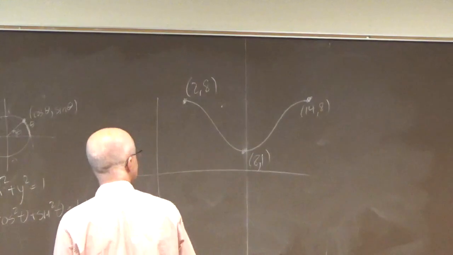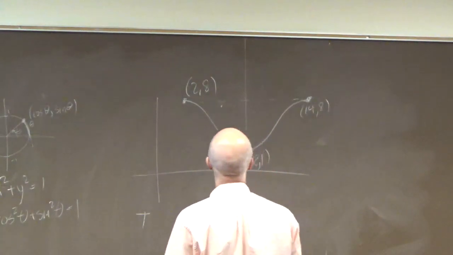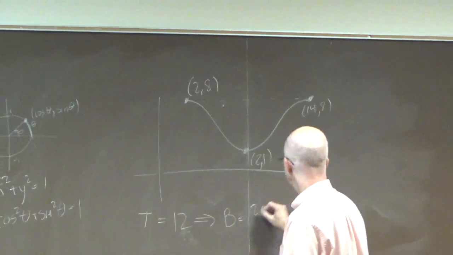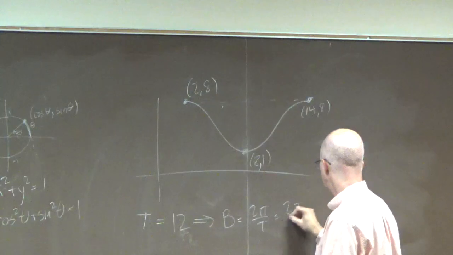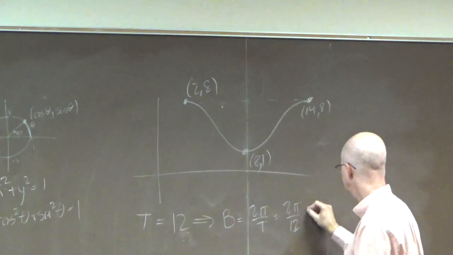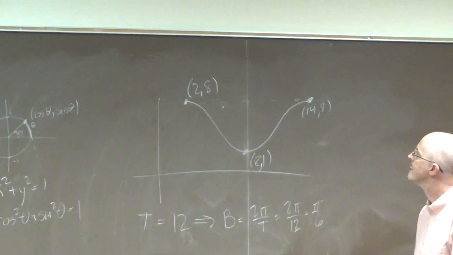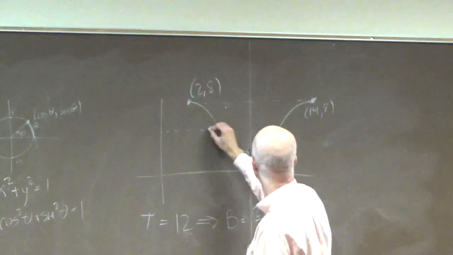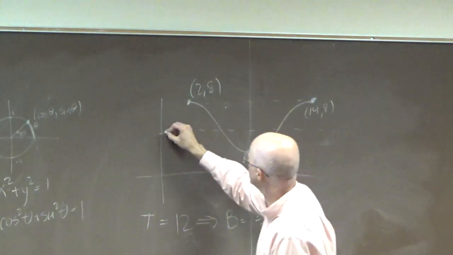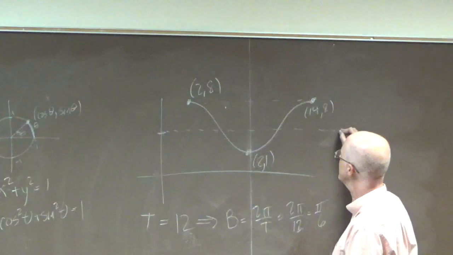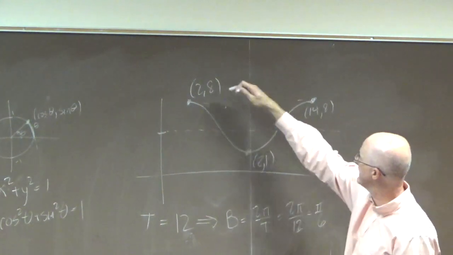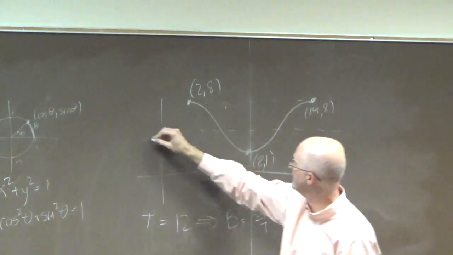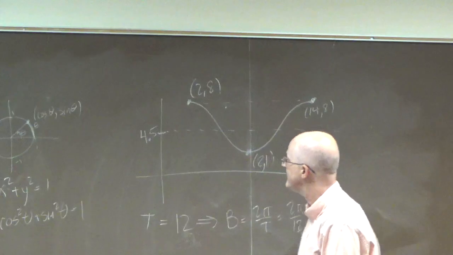The period of this is the peak-to-peak horizontal distance. That is going to be 12. So the B is going to be 2 pi over the period, 2 pi over 12, which is pi over 6. The vertical shift is the y-coordinate of something called the midline going through the middle of the graph here. Halfway between the extreme values, the maximum and the minimum values, 8 and 1, is 4.5. That would be the C.